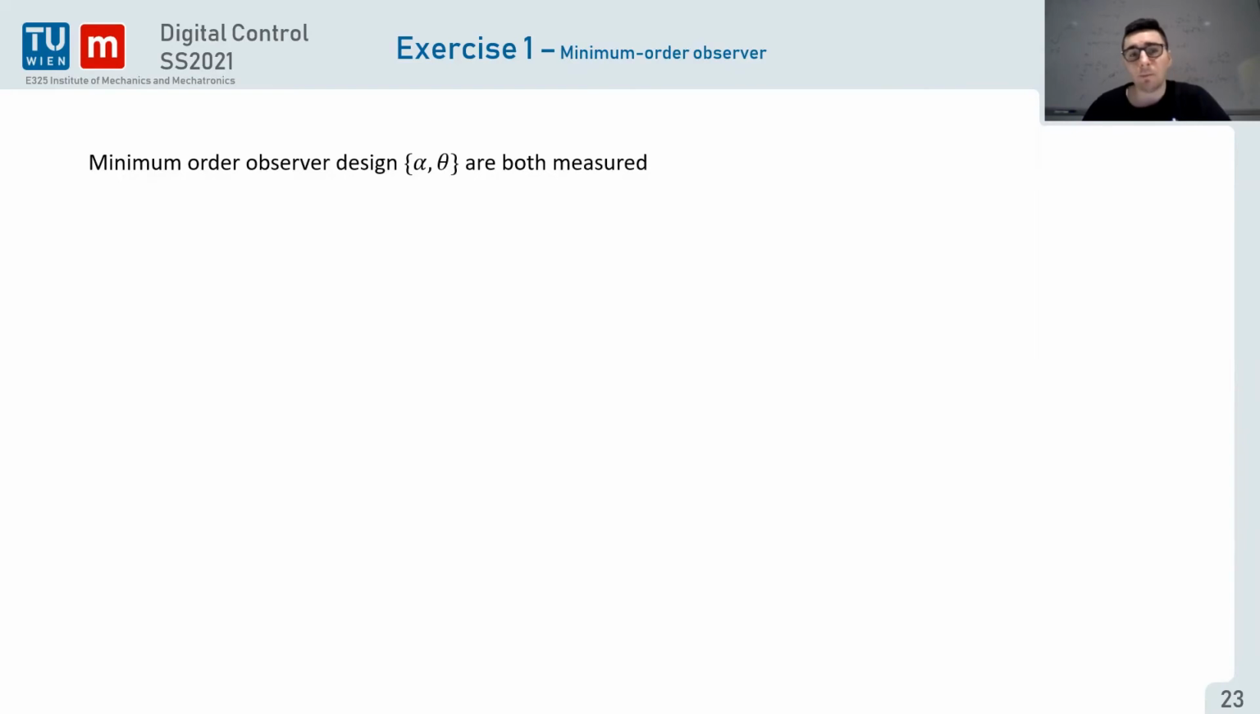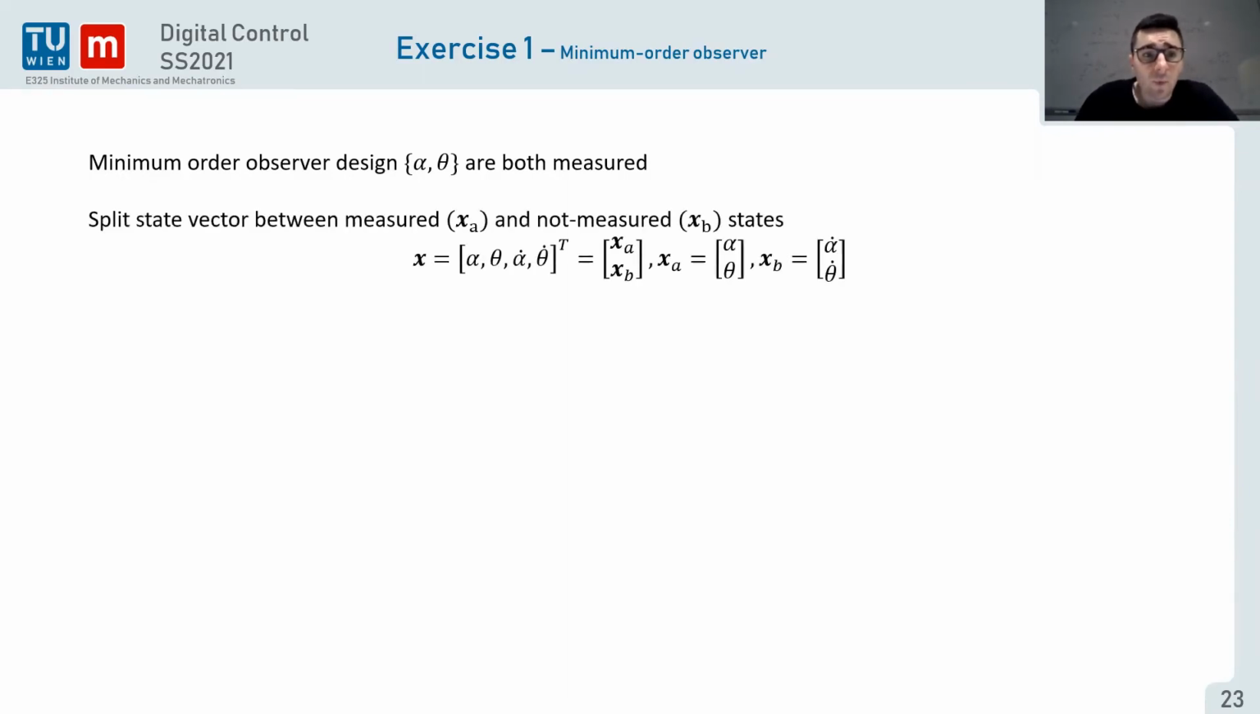It can also work if we're not measuring states, but having 2 measurements that are linear combinations of states and are independent from each other. But just to keep it simple, let's say that we can measure 2 states. So we can now split the state vector between something that we measure and something that is not measured. I call it XA and XB. XA is alpha and theta, and XB is nothing else than alpha dot and theta dot. So the observer will never try to estimate alpha and theta, but only alpha dot and theta dot.